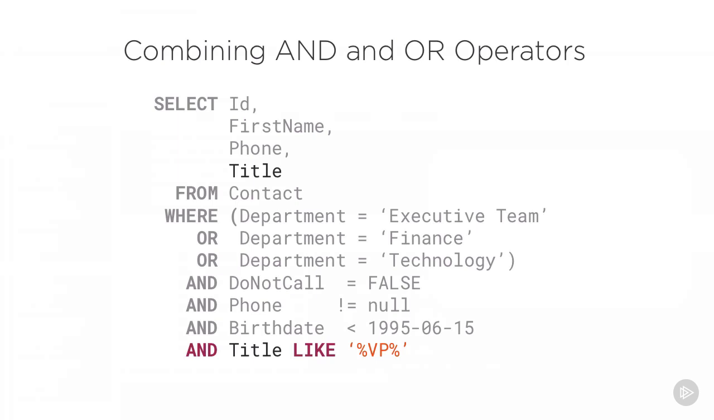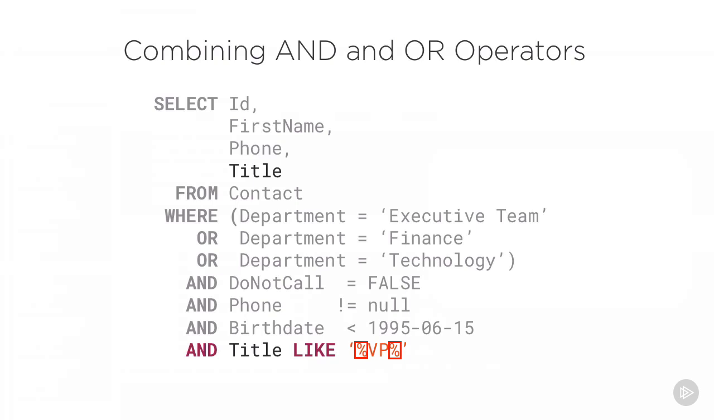Their title might be VP of Finance, or VP of Technology, or even SVP. I want all these people, as long as their title contains the word VP. SOQL can do a contains filter using the like keyword. So in this final line, we say title like the string VP. Notice that before and after the word VP, we've written percentage signs.